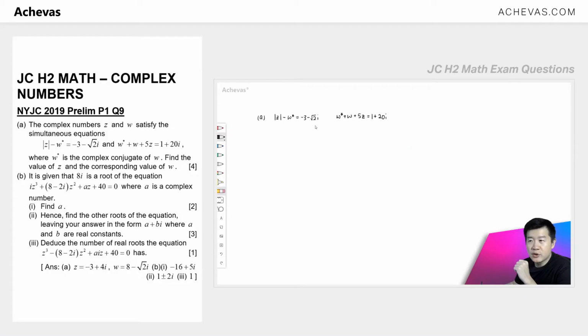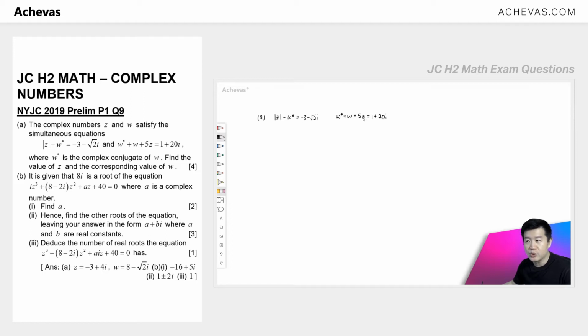This is quite an interesting pair of simultaneous equations to solve because they are just two equations, but yet we have actually four different unknowns: modulus of z, w conjugate, w, and z. And if I were to make w conjugate the subject and then try to replace this, that means within one equation we will be having modulus of z, we will have w and z. So that is not something that I know I can solve.